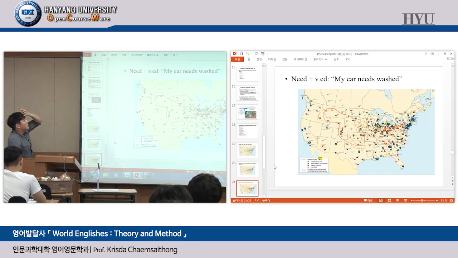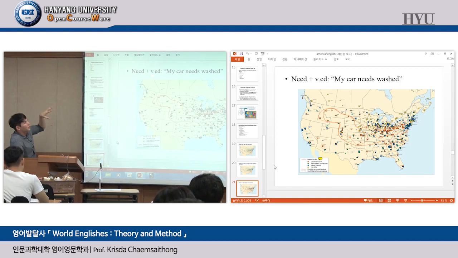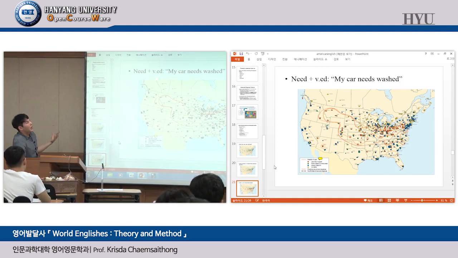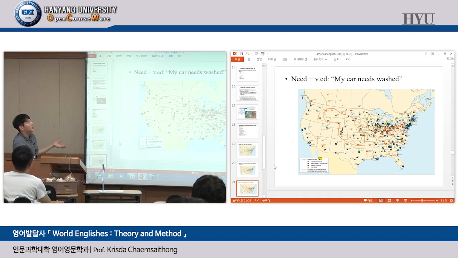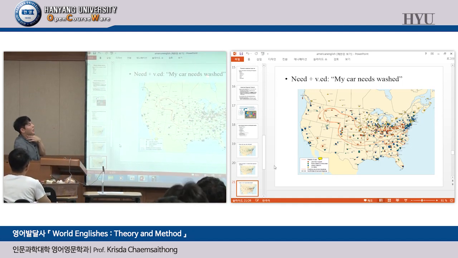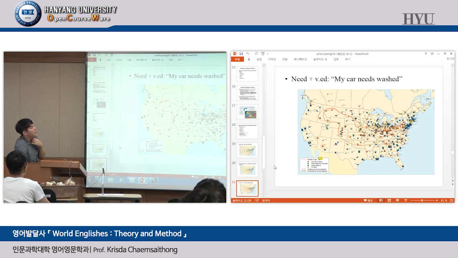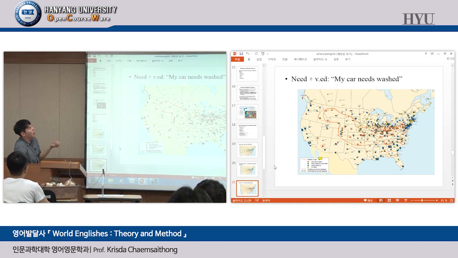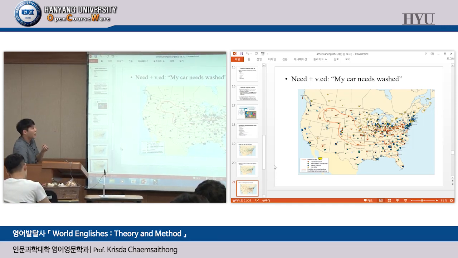Let's skip that. So this is another item, need plus ed verb, right? In standard English, we say my car needs washing, my car needs to be washed. But here, a lot of dialects would say my car needs washed, right? So in this area especially, in the southern area especially, they say it this way, right?